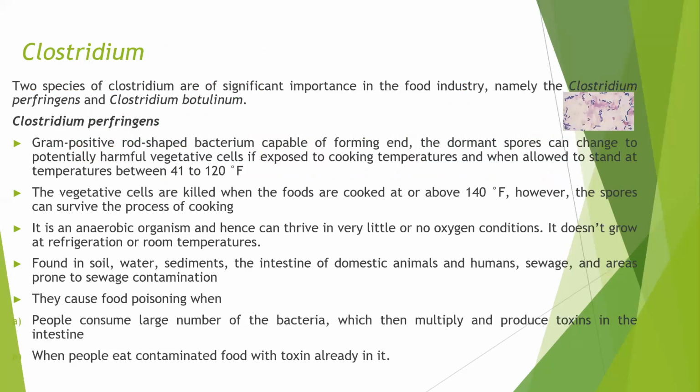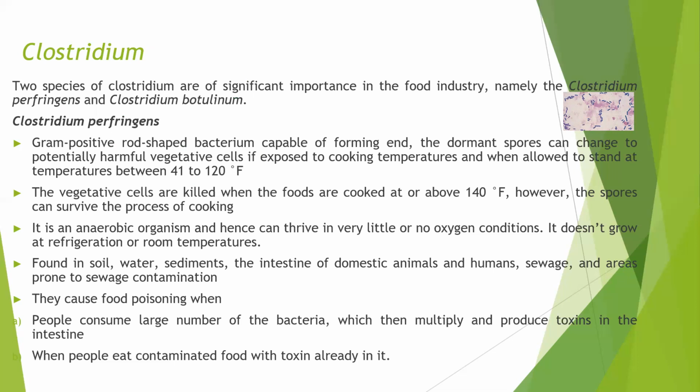Let us take an example of Clostridium. Two species of Clostridium are of significant importance in the food industry, namely Clostridium perfringens and Clostridium botulinum. Clostridium perfringens is a gram-positive, rod-shaped bacterium capable of forming endospores. It can change into potentially harmful vegetative cells if exposed to cooking temperatures and allowed to stand at temperatures between 41 and 120 degrees Fahrenheit. The vegetative cells are killed when foods are cooked at or above 140 degrees Fahrenheit. However, the spores can survive the process of cooking.